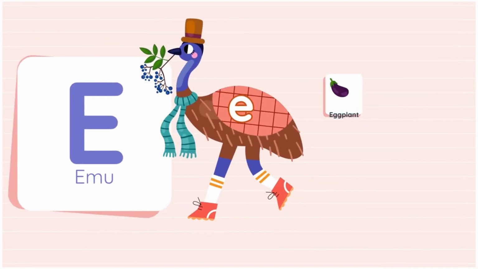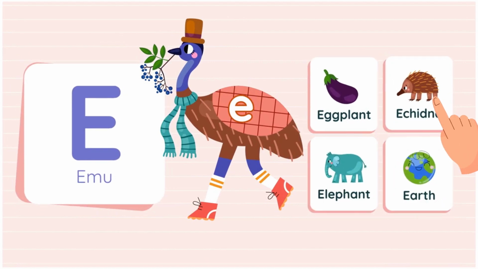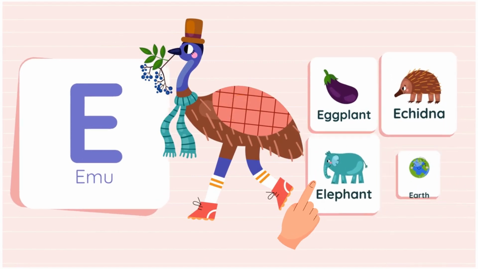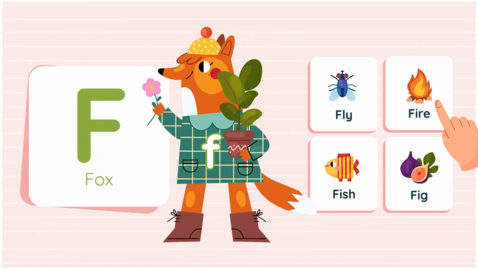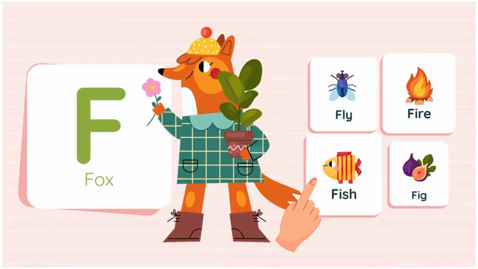E is for emu, eggplant, echidna, earth, elephant. F is for fox, fly, fire, fig, fish.